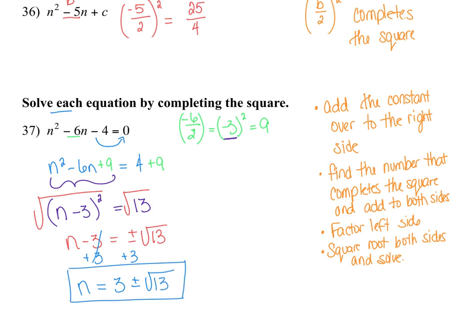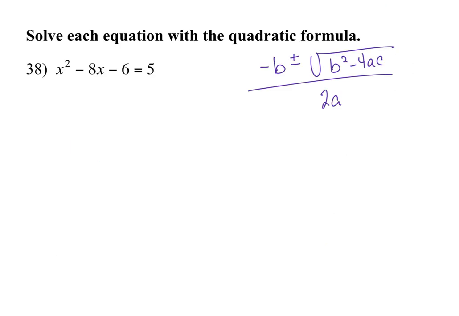And I am finished. So now we have our quadratic formula. It has to be equal to 0 before we start this process. All right, so I have to move that 5 over. Negative 6 minus 5 is negative 11. Now I have my A. If you do not see a number in front of that, your A is a 1. My B is negative 8. My C is negative 11.